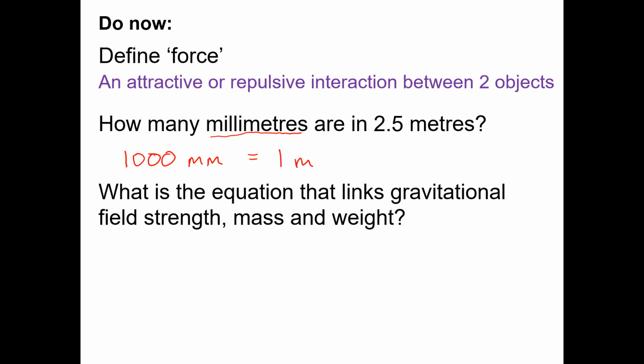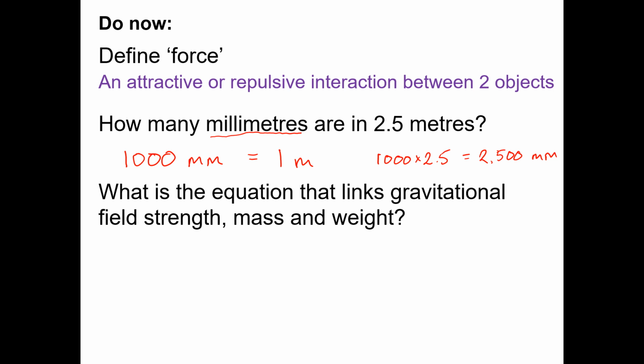So, okay, if we've got 2,000 millimeters, we've got 2 meters. So 2.5 will simply be 1,000 times 2.5, which equals 2,500 millimeters. Again, check if your answer makes sense. A millimeter is that tiny part of your ruler. It must be a lot bigger than that. So this answer makes sense and is correct.